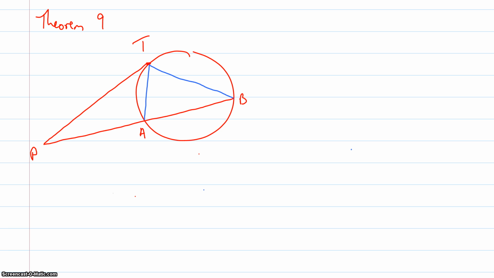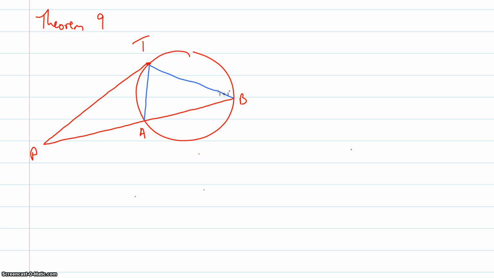Now imagine we have a circle here and we have a tangent from P to T, and we have this other line here, the secant, that goes from P all the way through to B. There's obviously a chord from A to B. Now this one here, I'm going to compare this length from P to T with P to A and P to B. So let's get started.